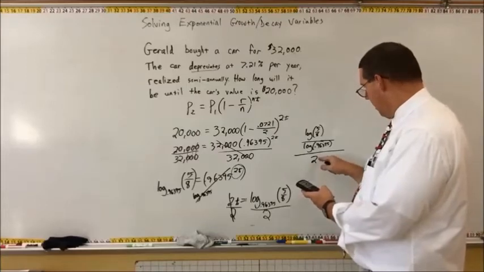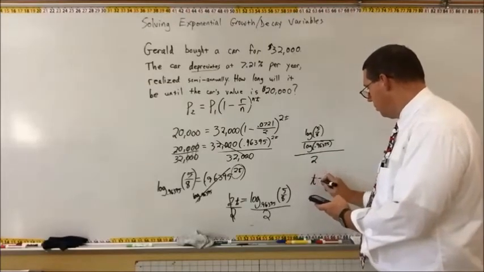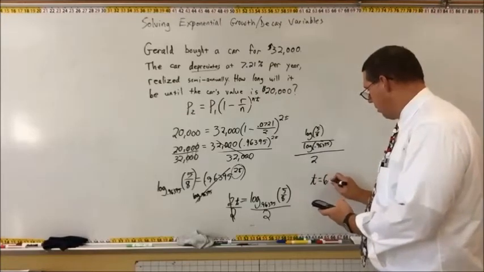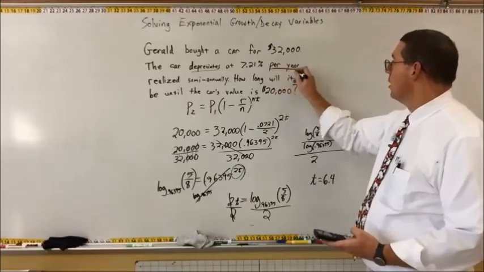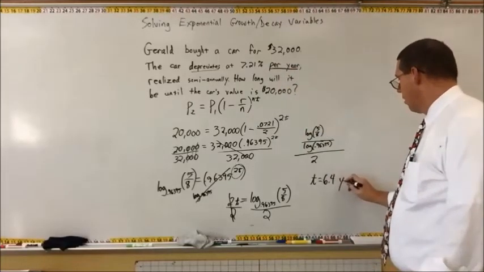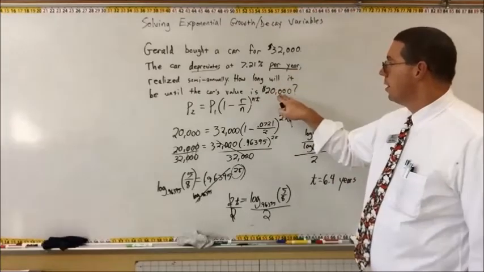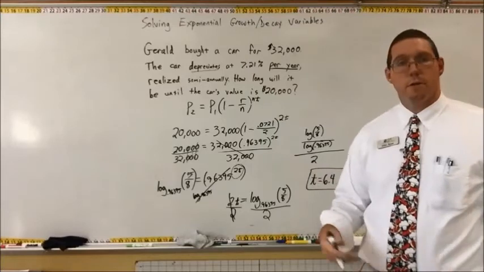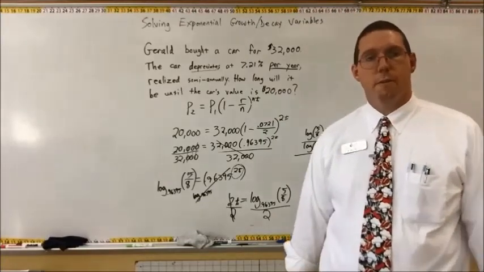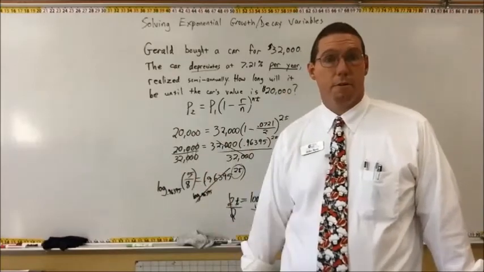Then I'm going to divide by 2. Enter, and I get t equals 6.4. And it says per year, so that's years. So the car will depreciate to $20,000 in 6.4 years. See how that can be very useful information to try and figure out how long it's going to be until something has a particular value.